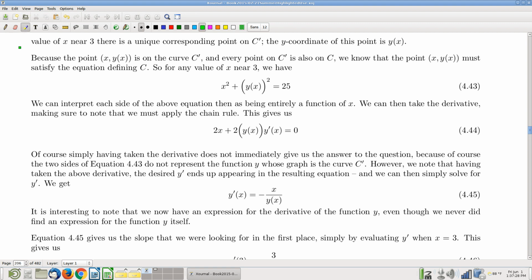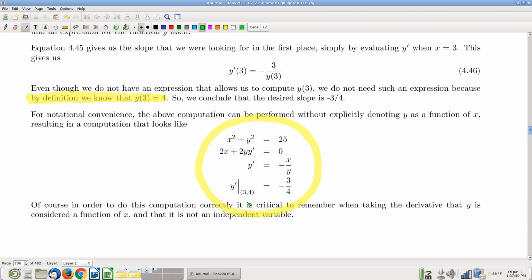Okay, so you can solve for that y prime, and you get this formula here. All right, this is the compact way you saw it in high school. That's the equation for the circle. Take the derivative with respect to x. Solve for the y prime. Plug in the point in question.